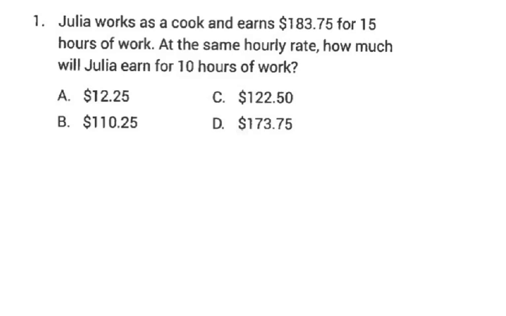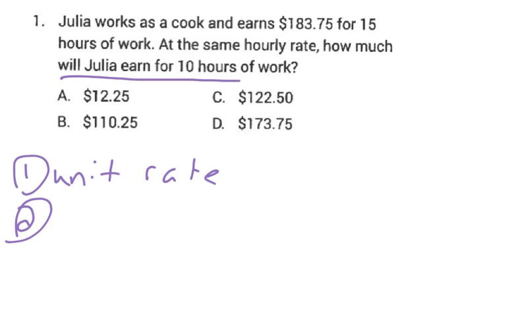Now this is a two-parter question. The first thing that we have to do is figure out the unit rate. How much is she earning for 1 hour of work? That's the first thing we have to figure out. But look, the question says, how much will she earn for 10 hours of work? So we have to figure out how much she earns for 10 hours. So we've got to do this in two parts.